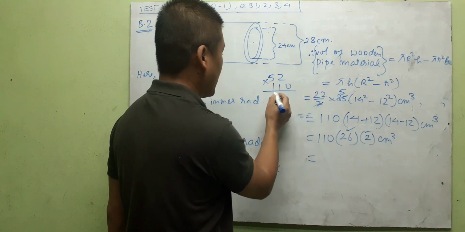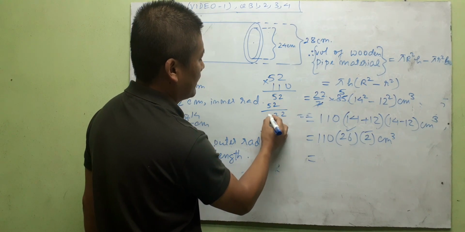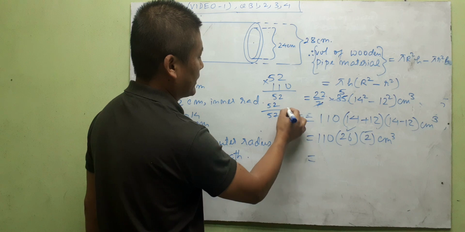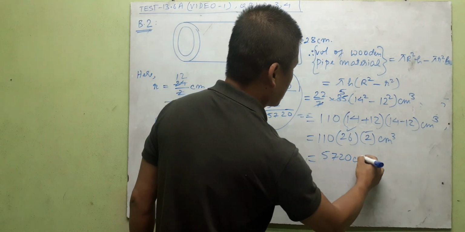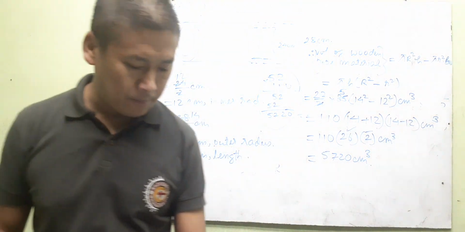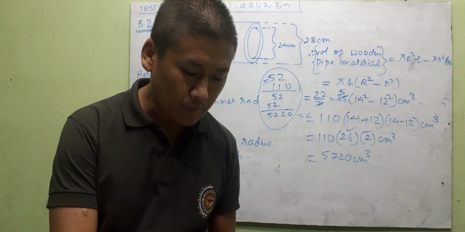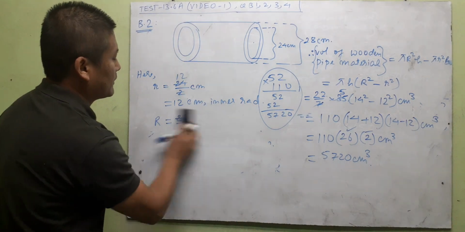Okay, these two multiply that by 110. Forget about the 0 for the time being. Here 2 5, here 2 5, and 2 7 5, and don't forget to put a 0 at the end after adding. So 5720 centimeter cube is the volume of the pipe material. Now the question is given there.